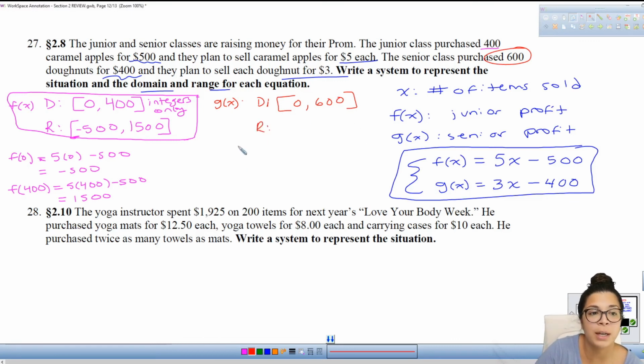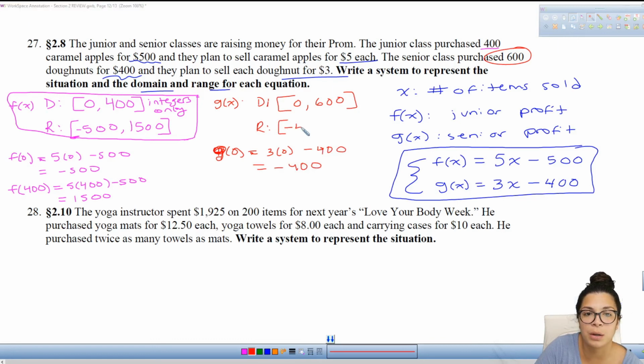Now for the range, again, the smallest amount of money that they could make is if they sold 0 donuts, right? So g of 0, excuse me, not f of 0, g of 0, right, for the seniors. If they sold 0 donuts, then they would be out $400. 3 times 0 is 0. 0 minus 400 is negative 400. So they would be out $400 if they sold no donuts at all whatsoever.